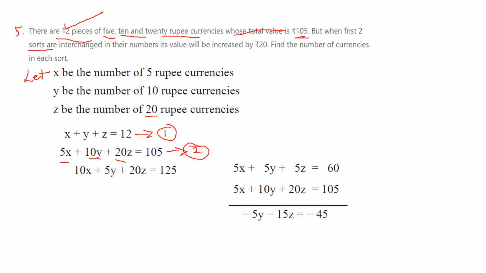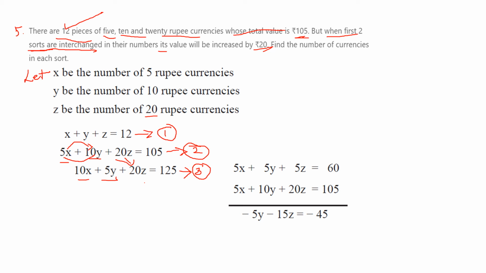Third one, but when first two sorts, that means x and y, are interchanged in their numbers, its value will be increased by 20. So interchange means here 10 into x plus 5 into y, that is interchange. So z as it is plus 20z and increase the value plus 20. So 105 plus 20, 125. This is our third equation.